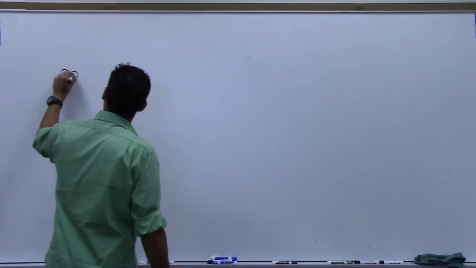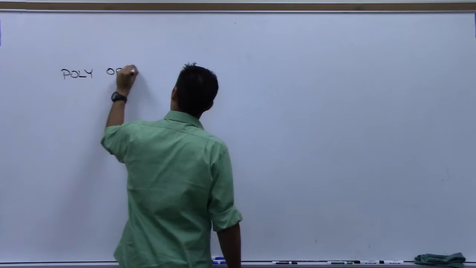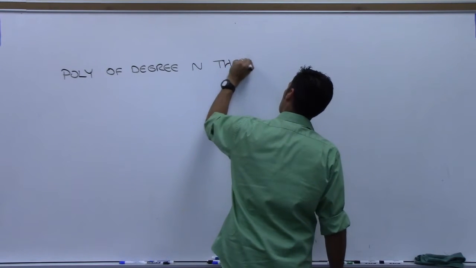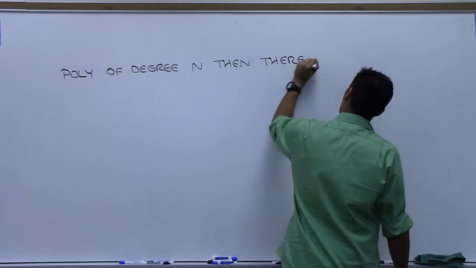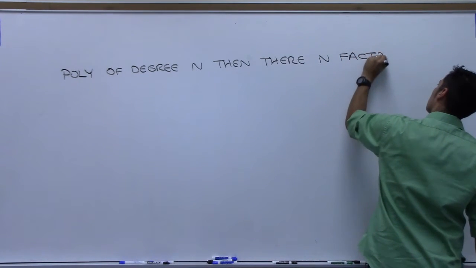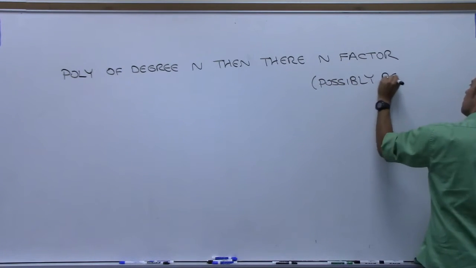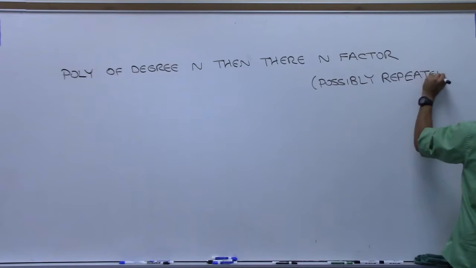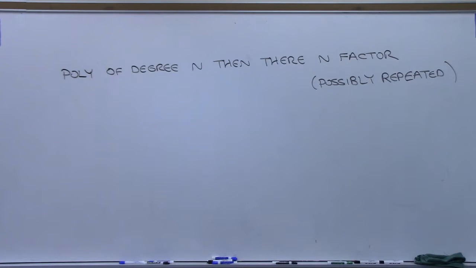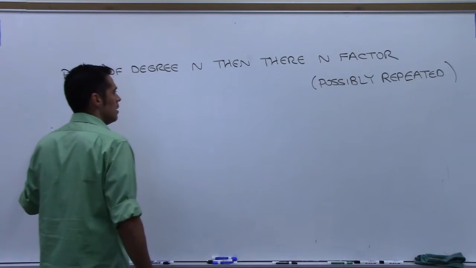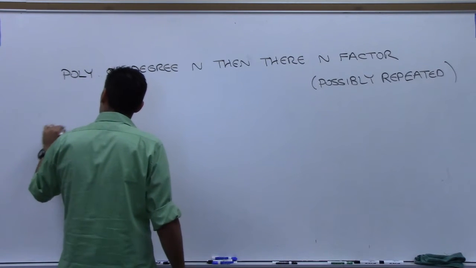But the fundamental theorem of algebra says that we're guaranteed that if we have a polynomial of degree n, then there are n factors, possibly repeated. Okay? Did I spell possibly right? That looks right. All right, so what we're saying is this.